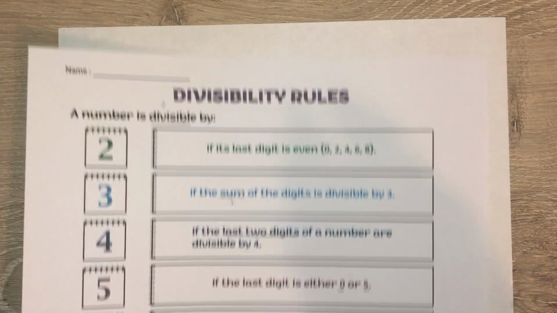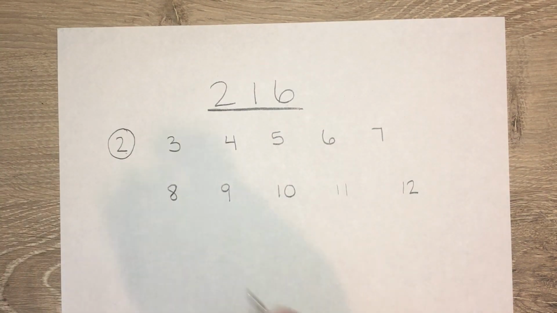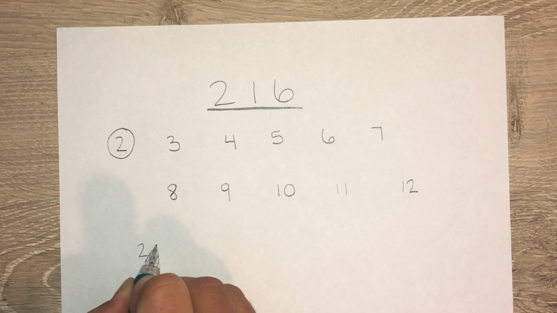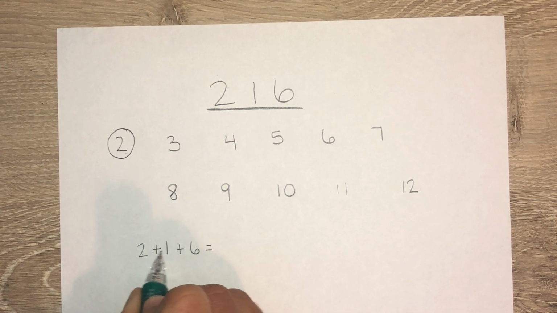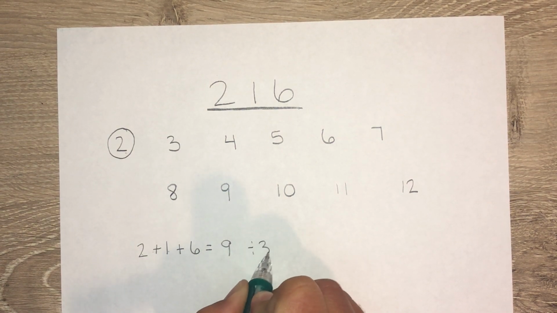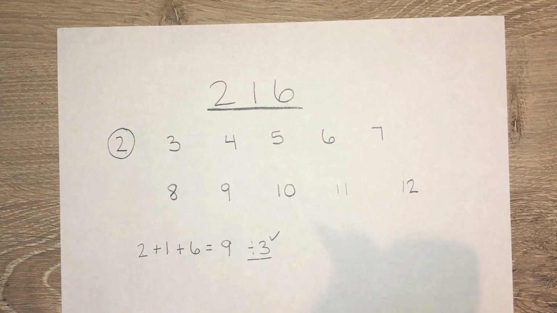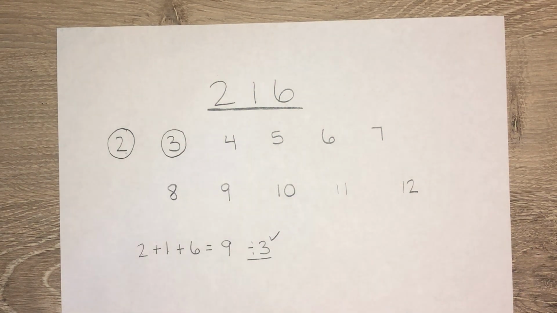The rule for the number 3, if the sum of the digits is divisible by 3. So I'm going to add 2 plus 1 plus 6. 2 plus 1 is 3 plus 6 is 9. Since 9 can divide by 3, 216 can also divide by 3.